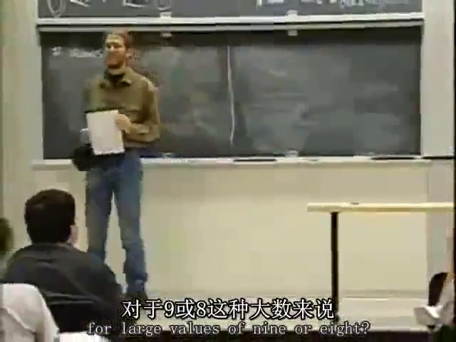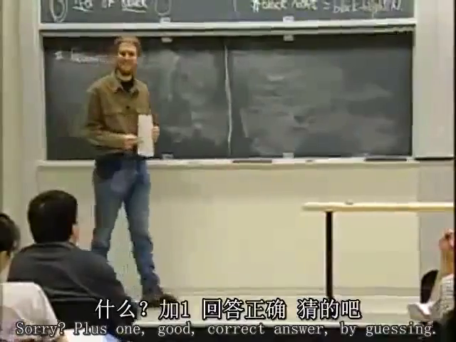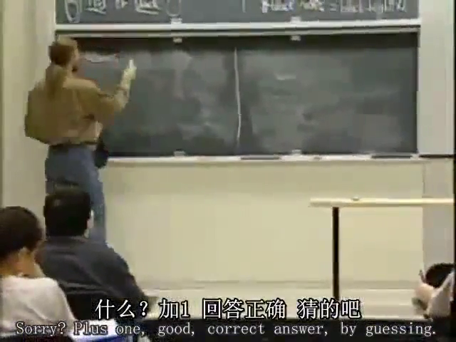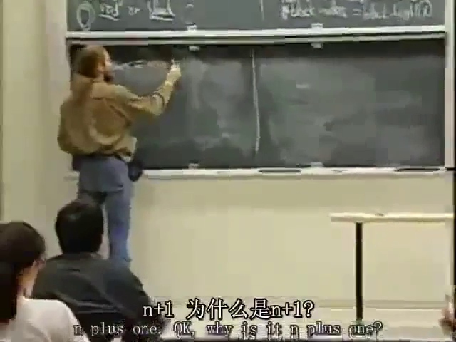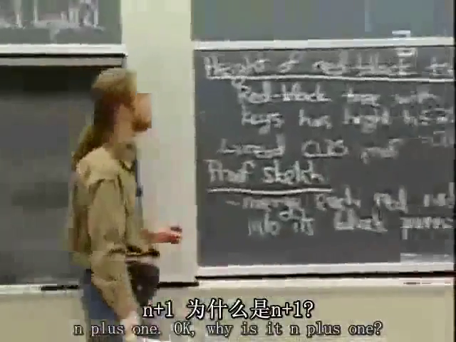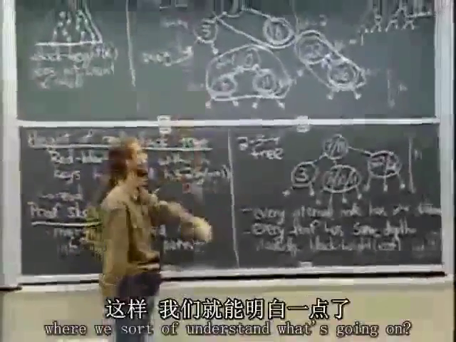For large values of n... Sorry? N plus 1, good. Correct answer by guessing. N plus 1. Okay, why is it N plus 1? Because let's look at the binary tree case where we sort of understand what's going on.